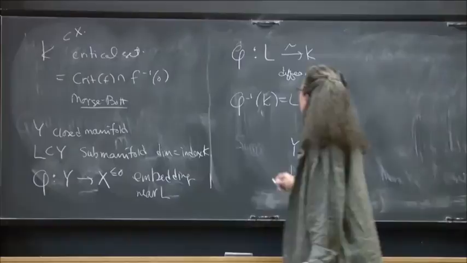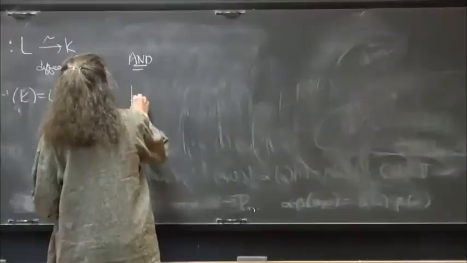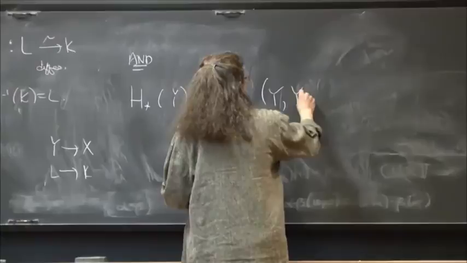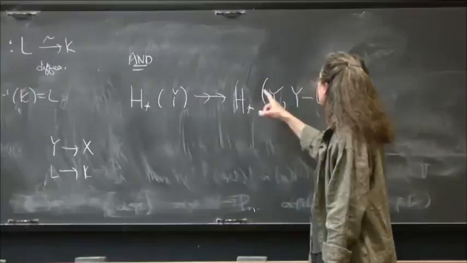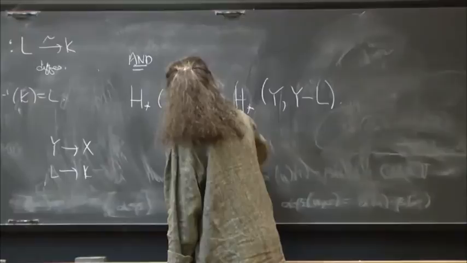and we need one more condition. The other condition is that the homology of Y maps surjectively onto the homology of Y mod Y minus L. So this is just part of the exact sequence for this triple again. So we're assuming that this map is surjective.